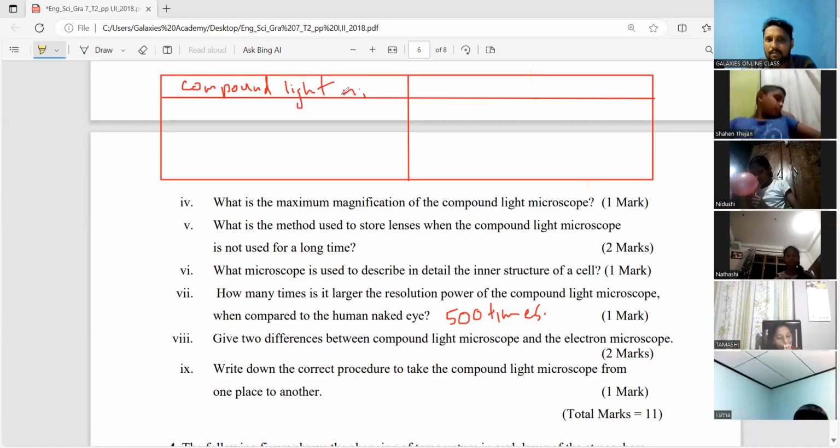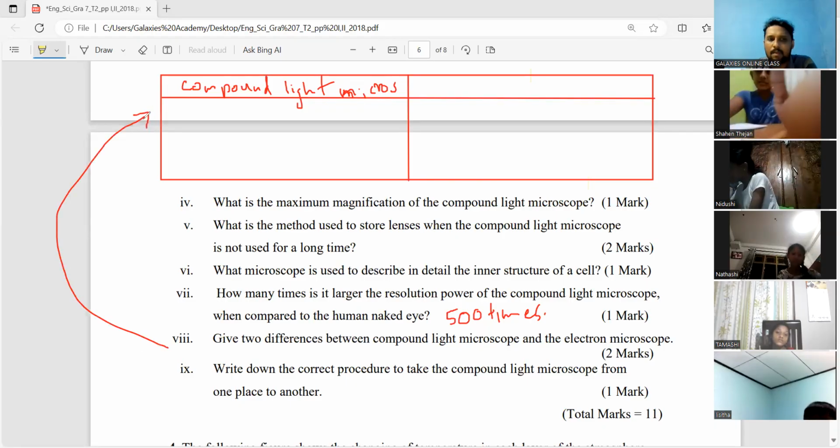Excuse me, sir. Yes. Sixth question again: what microscope is used to describe the detail in a structure of a cell? Sir, the electron microscope. Sixth part answer. Compound light microscope, and on the other side you write down electron microscope.